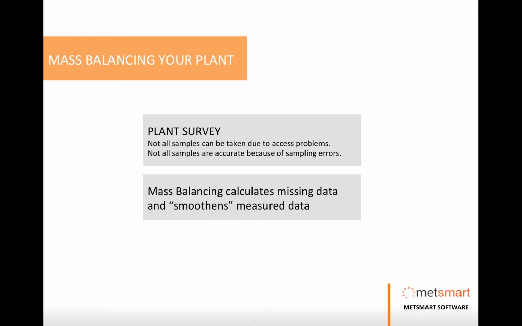Mass balancing also accounts for experimental error when taking samples. So mass balancing gives you a result where the mass balance results are mathematically sound. That means that the tons per hour for each size going into an equipment piece will be equal to the tons per hour coming out.